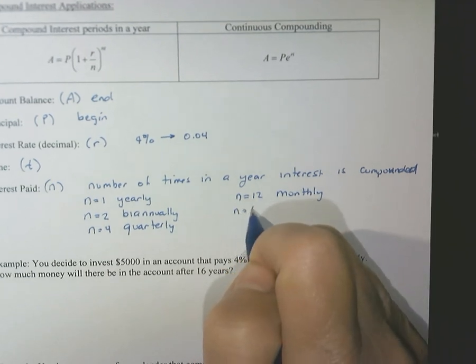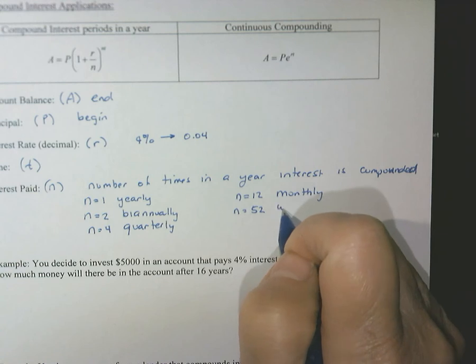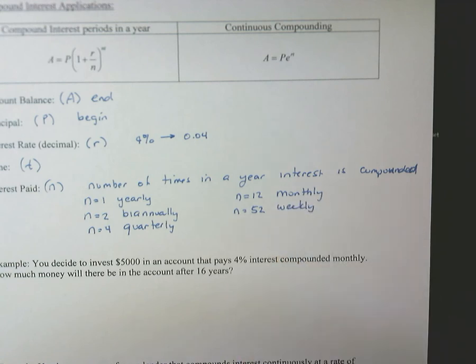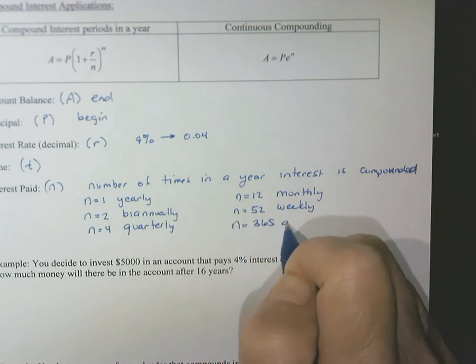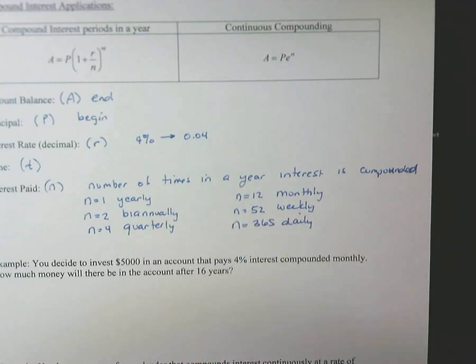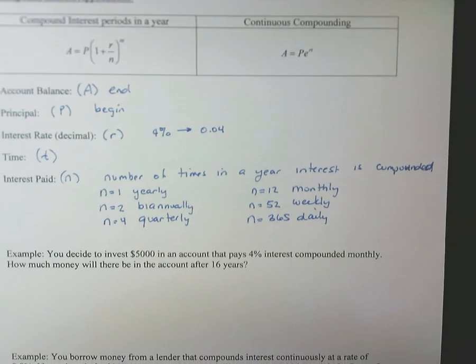Weekly, there are 52 weeks in a year. So if something's compounded weekly, you'd use 52 for n. If it's compounded daily, you would use 365 for daily. So let me do a couple of examples.